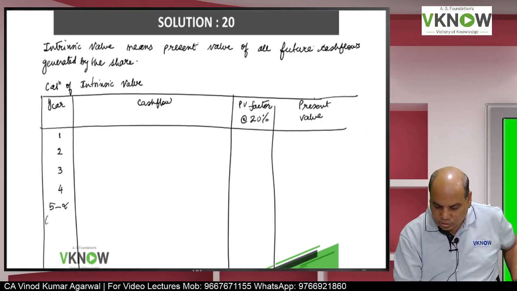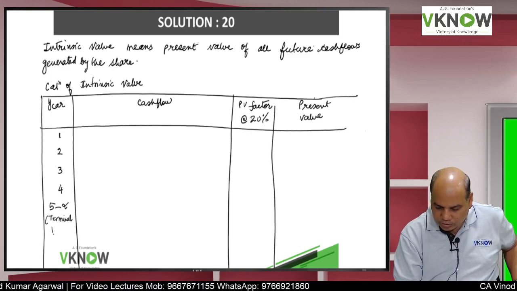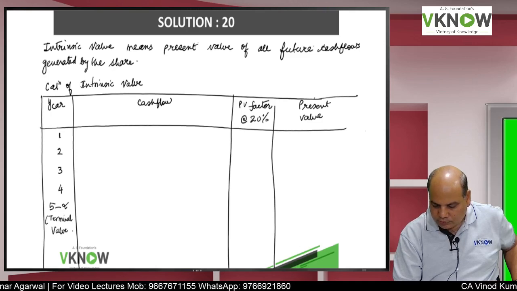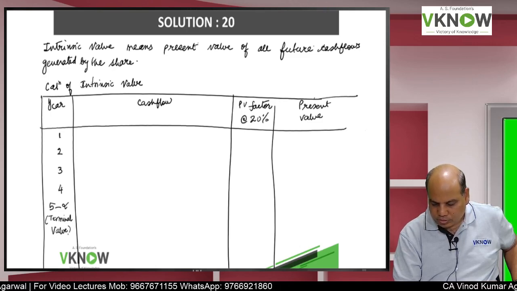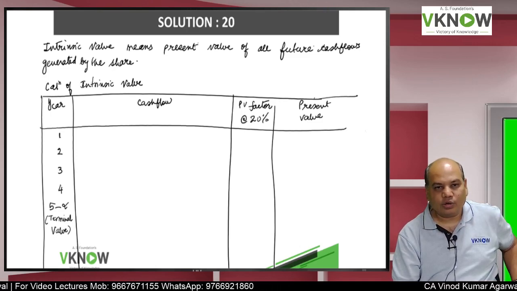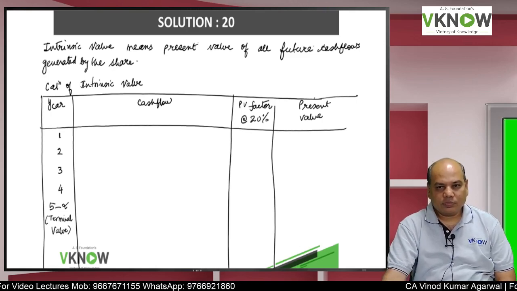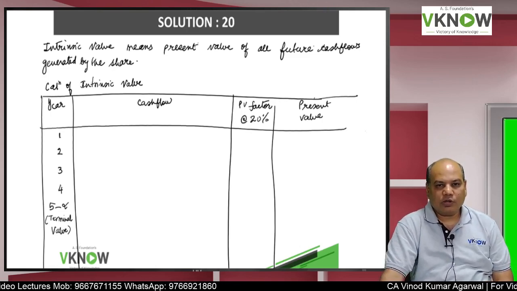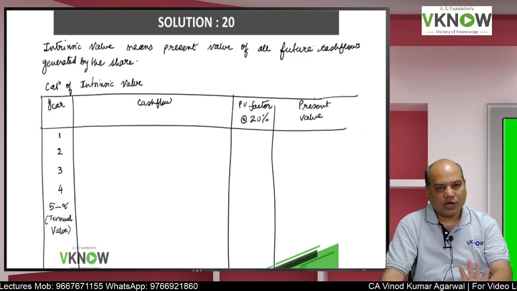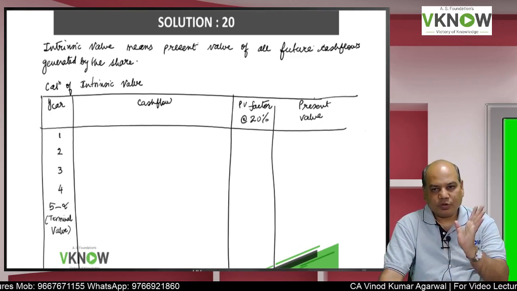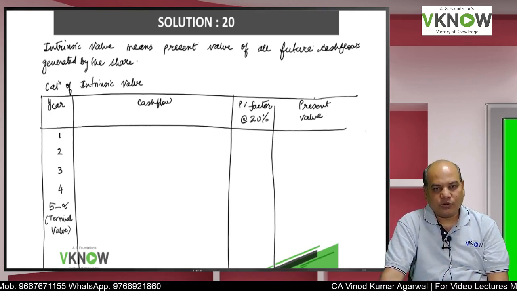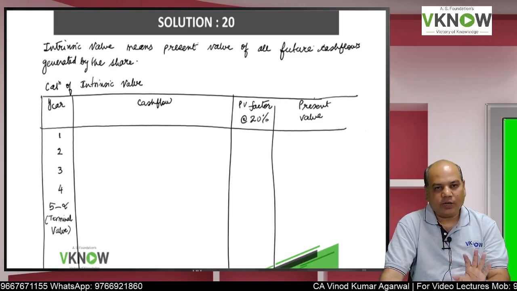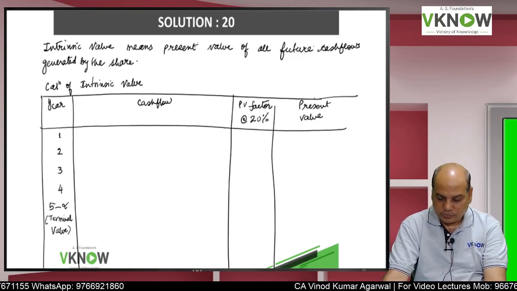It is also called terminal value. What is it called? Terminal value. That means value at the end of 4th year. Terminal value means value at the end of 4th year, because for the first 4 years I will get the dividend. From 5th year onwards I will get dividend which will continue to grow at the rate of 5% forever.